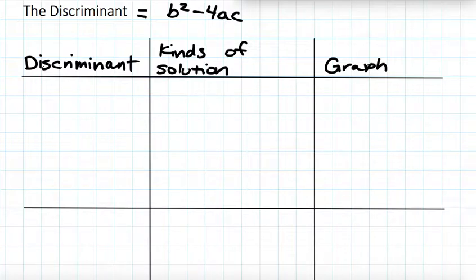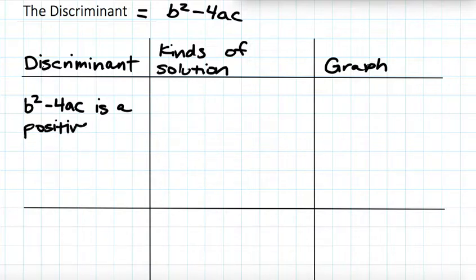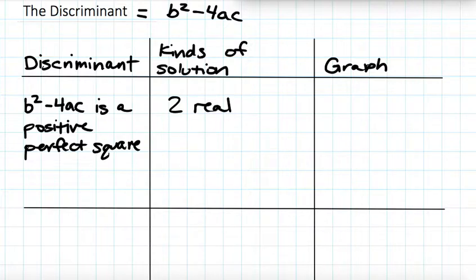So the first possibility is that when you calculate b squared minus 4ac, you get a positive number that is a perfect square. So if that's the case, then the solutions are 2 real, rational solutions. And rational means that they are either whole numbers or fractions, no roots in the answer.